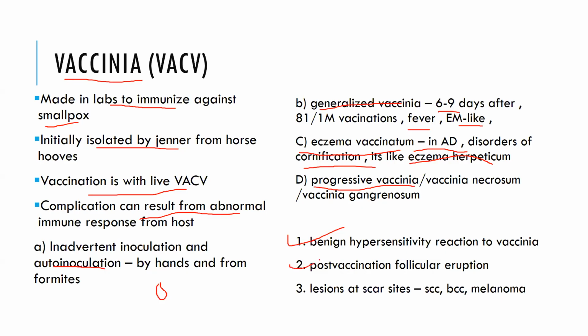Then the post-vaccination follicular eruption is also another reported reaction. And in this case, you get follicular eruption, or eruption around the hair follicles, all over the body. Then we have also noted a few case reports which suggest that at the site where smallpox vaccine is given, some patients have later on developed malignancies, including squamous cell carcinoma, basal cell carcinoma, and melanoma.